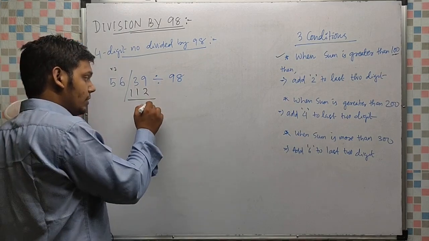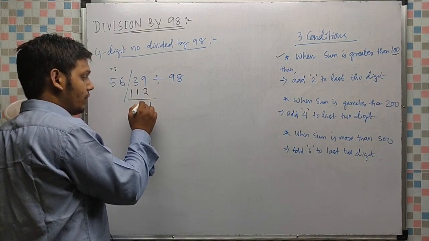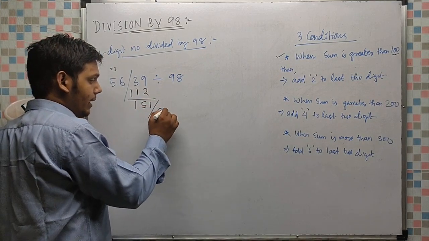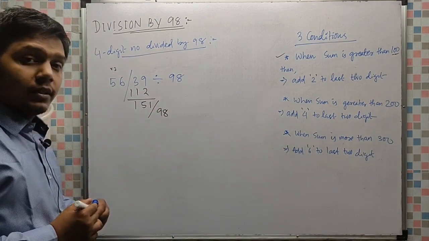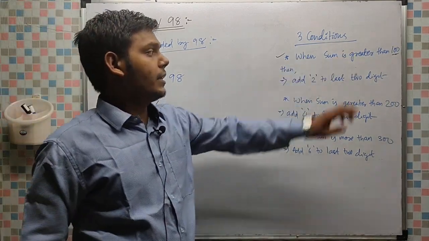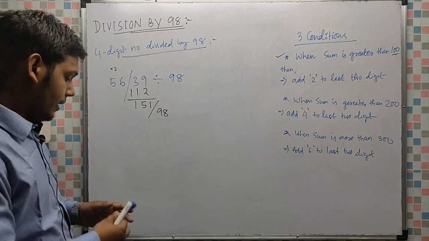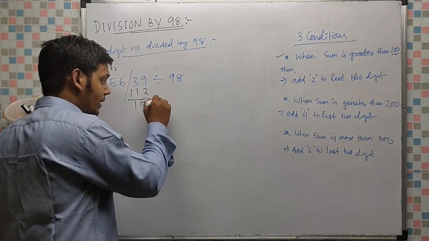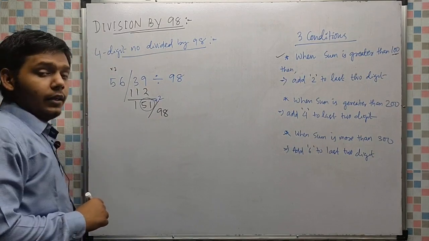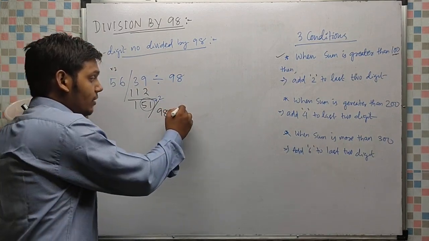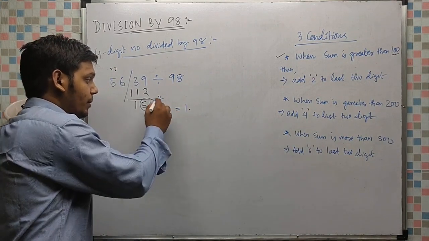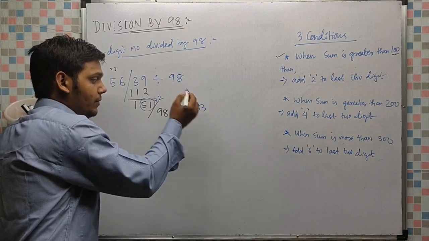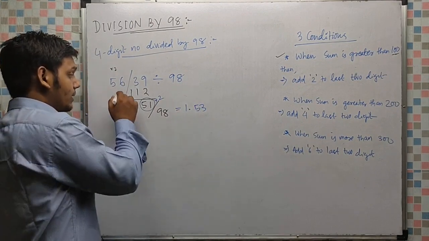That is how much? 2 9 11, 3 1 4 1 5, 151 divided by 98. Which condition applied? The sum is greater than 100. Then the last 2 digits will be added with 2. So the value will be more than 1. So 51 plus 2, 53. Now you have to add this.